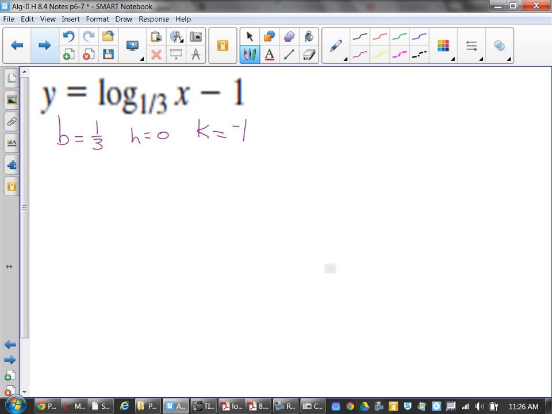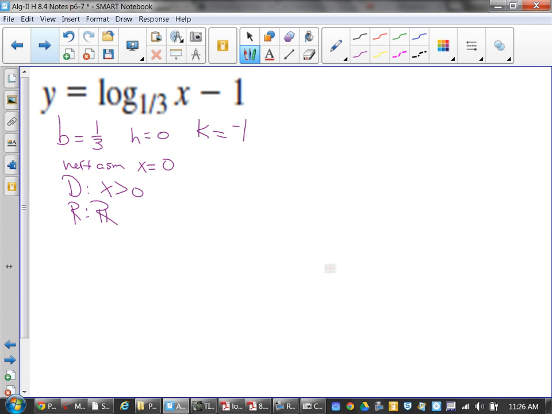Now, that means that I have a vertical asymptote at x equals 0, and my domain is x is greater than 0. My range is all real. I like doing that right off the bat. Get it out of the way. It's done. You're ready to go.